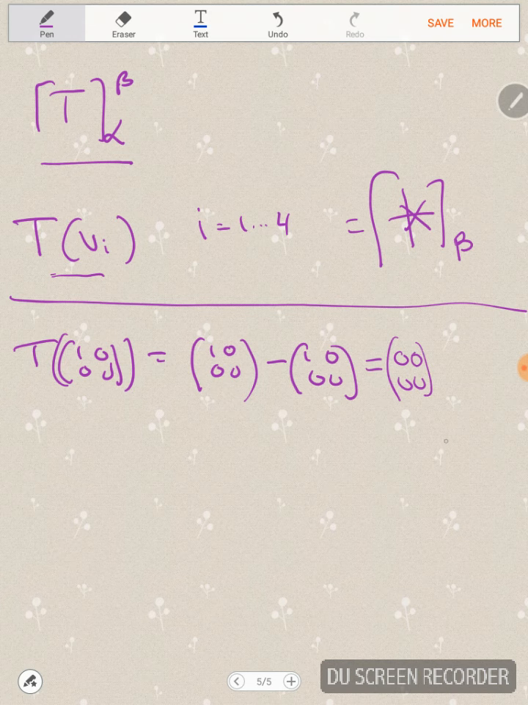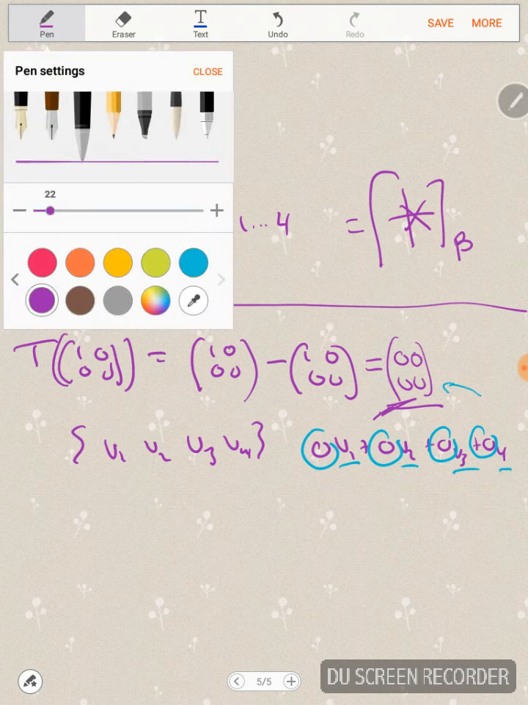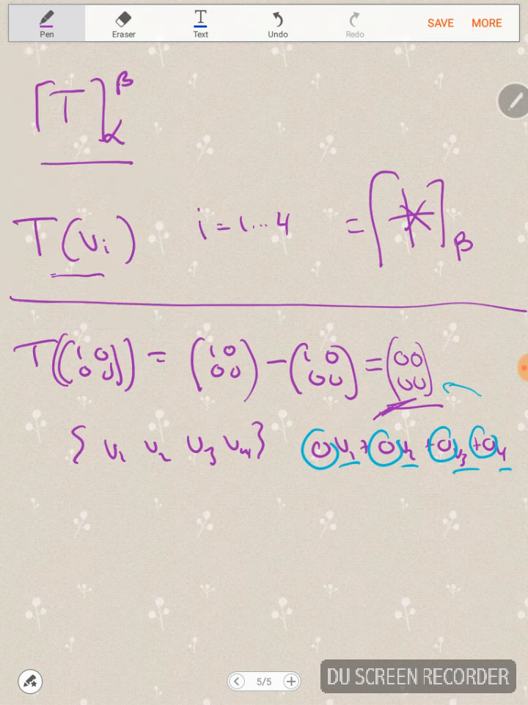And we have to write this in terms of beta. Beta has V1, V2, V3, and V4. You can get this by making it 0 V1 plus 0 V2 plus 0 V3 plus 0 V4. It's important to know that's the only combination that you can have with each of the Vi's in order to get this 0. Okay. Let's try the next one.